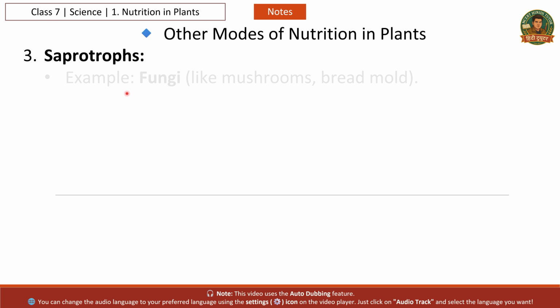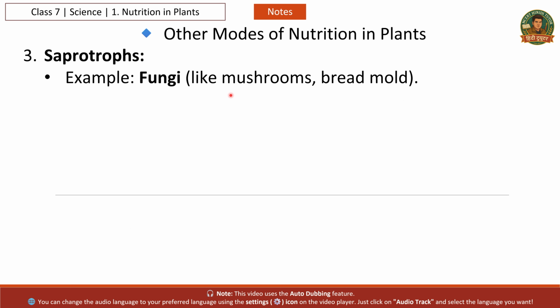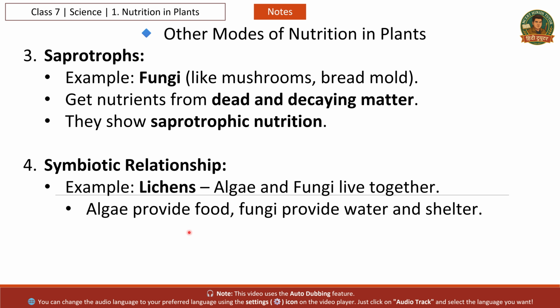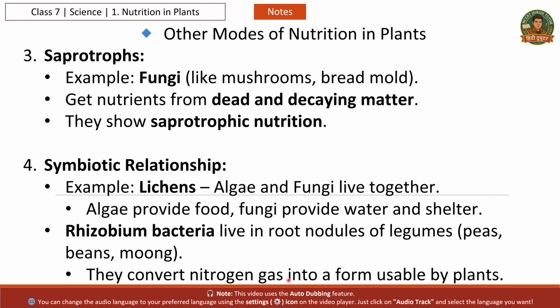Third, saprotrophs. Example, fungi like mushrooms and bread mold get nutrients from dead and decaying matter. They show saprotrophic nutrition. Fourth, symbiotic relationship. Example, lichens: algae and fungi live together. Algae provide food, fungi provide water and shelter. Rhizobium bacteria live in root nodules of legumes, peas, beans, mung. They convert nitrogen gas into a form usable by plants.